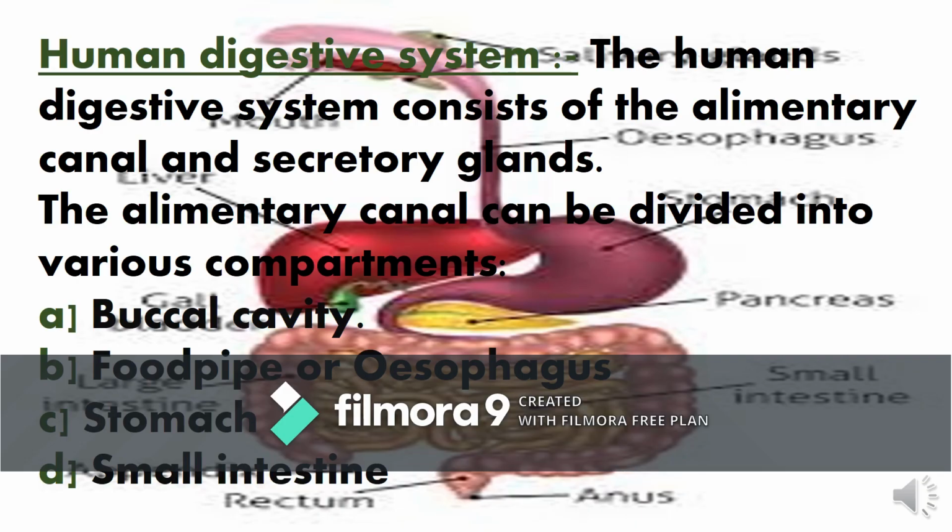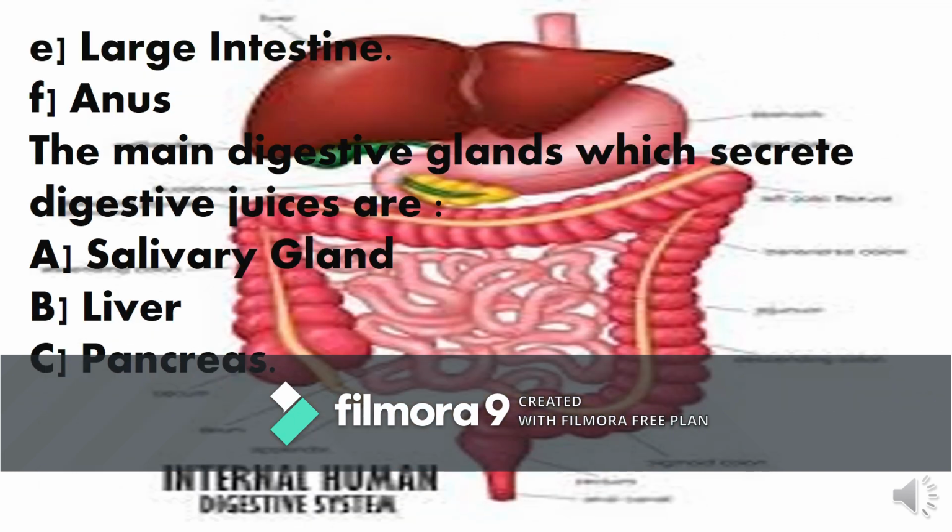Now, human digestive system. The human digestive system consists of the alimentary canal and secretory glands. The alimentary canal can be divided into various compartments. First one, buccal cavity, then food pipe or esophagus, stomach, small intestine, large intestine, anus. Clear? The main digestive glands which secrete digestive juices are salivary gland, liver and pancreas. So we are going to learn in detail about all their functions.